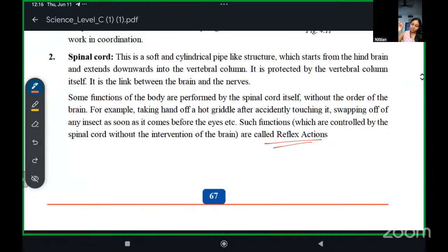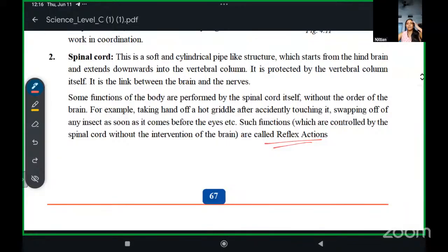Some functions of the body are performed by the spinal cord itself without the order of the brain. For example, taking the hand off a hot griddle after accidentally touching it, swatting off any insect as soon as it comes before the eyes, etc. Such functions, which are controlled by the spinal cord without the intervention of the brain, are called reflex action.